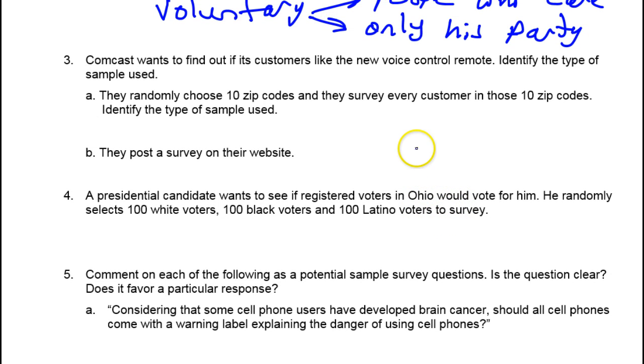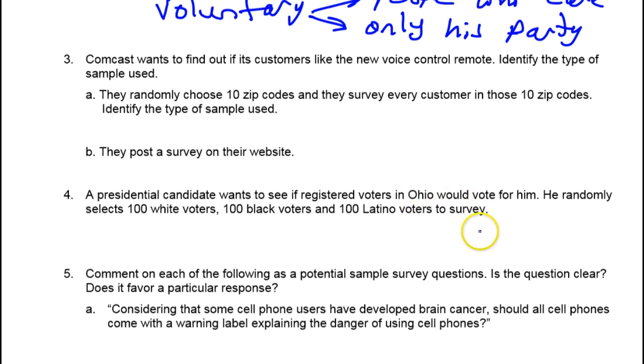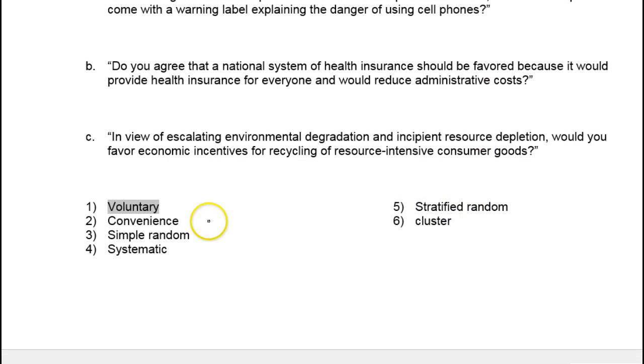Comcast wants to find out if its customers like the new voice control remote. Identify the type of sample used. Okay, so they randomly choose 10 zip codes and they survey every customer in those 10 zip codes. Okay? They're choosing zip codes. Which sample is this? Go ahead and start showing me on your fingers which type of sampling method this is. All right, show me on your fingers which one it is. We're randomly picking zip codes of people.